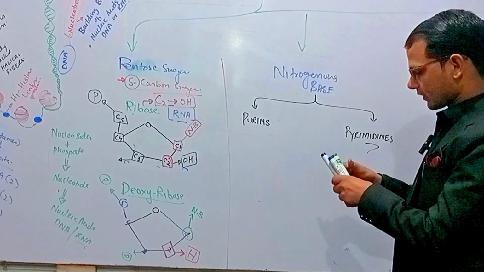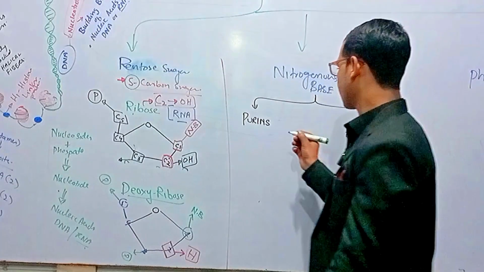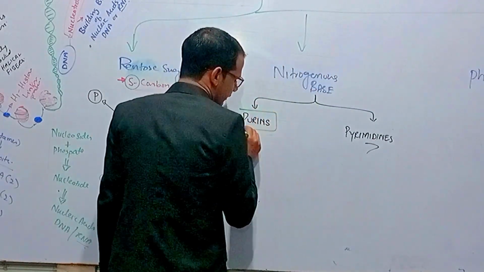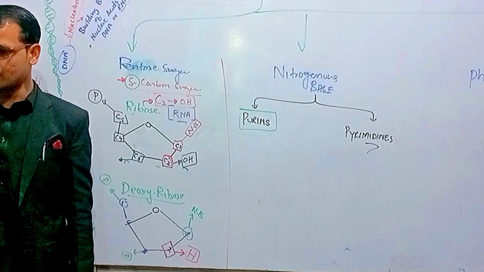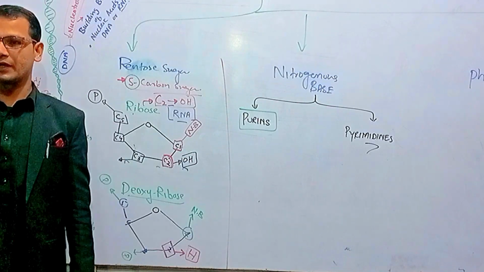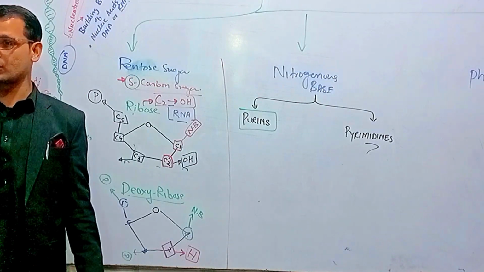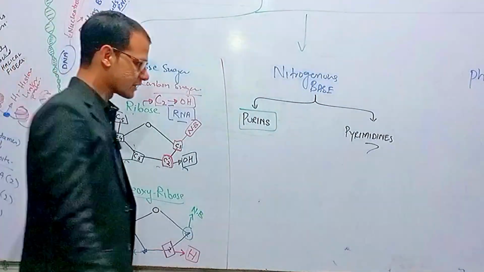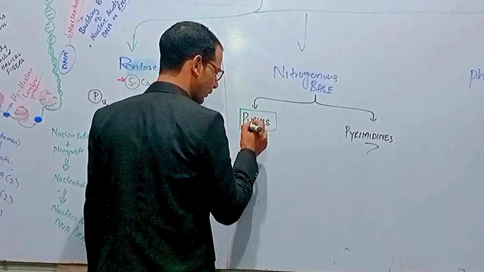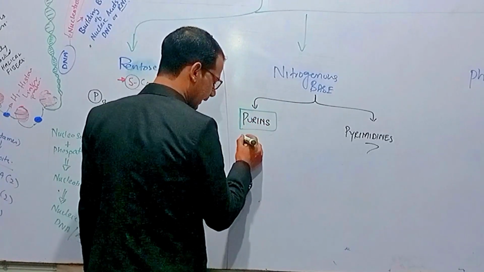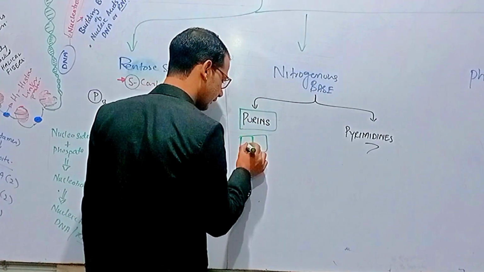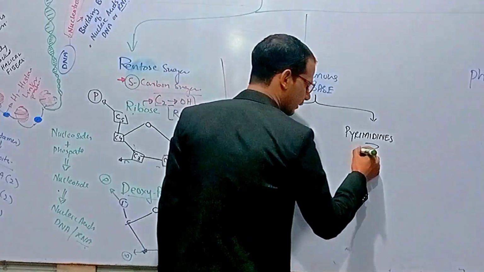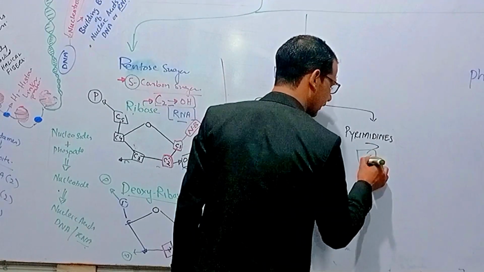What is a nitrogenous base? Heterocyclic aromatic compounds are aromatic rings composed of nitrogens, right? Nitrogens are the main component. Purines have two aromatic rings and pyrimidines have one aromatic ring.